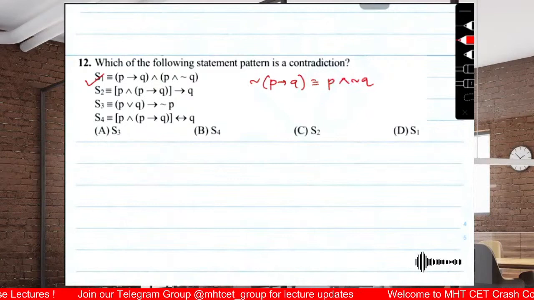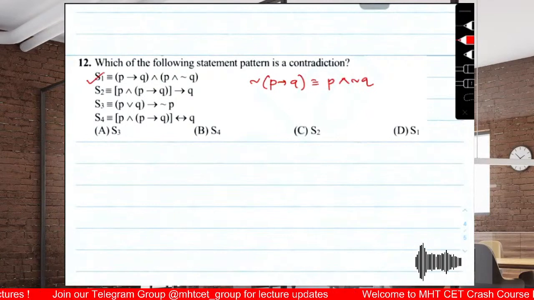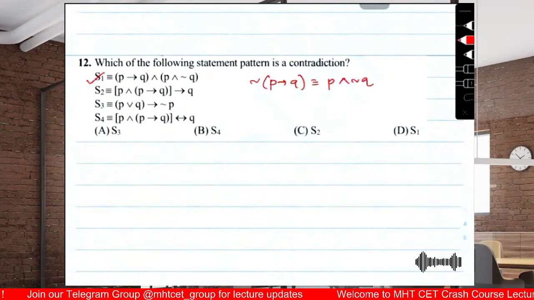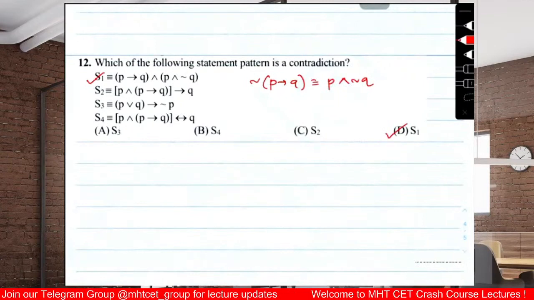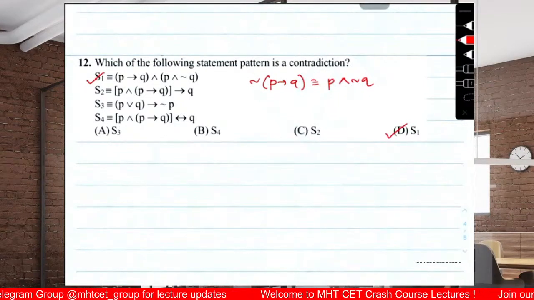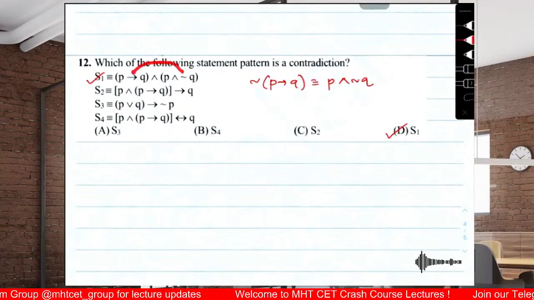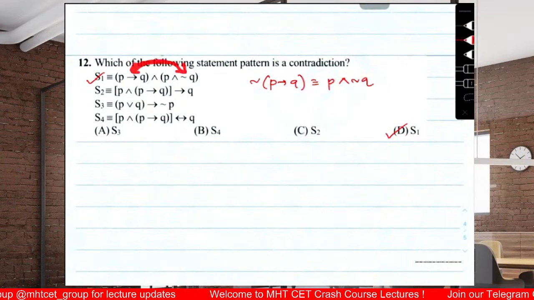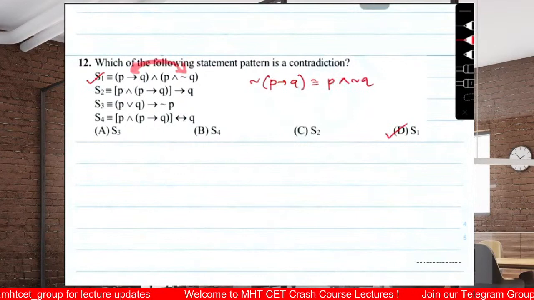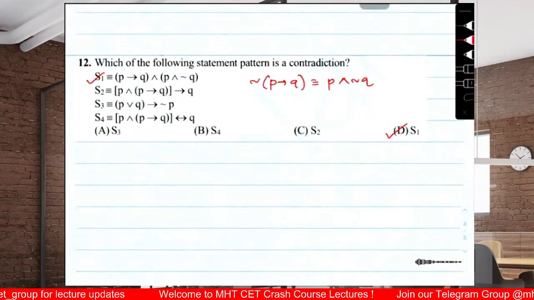आगे चेक करने की जरूरत ही नहीं है. S1 is contradiction. तो S1 किसमें? ऑप्शन डी में. ठीक है, because these two are negations of each other. Clear?